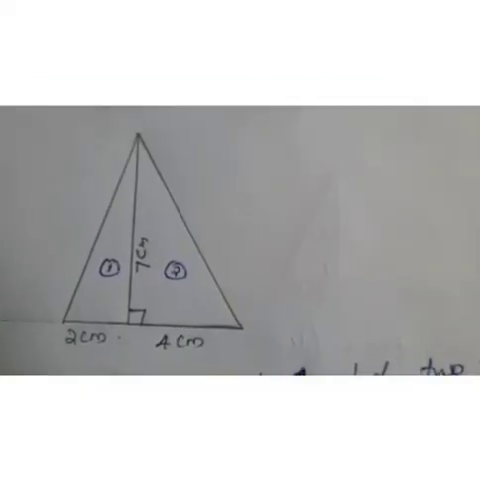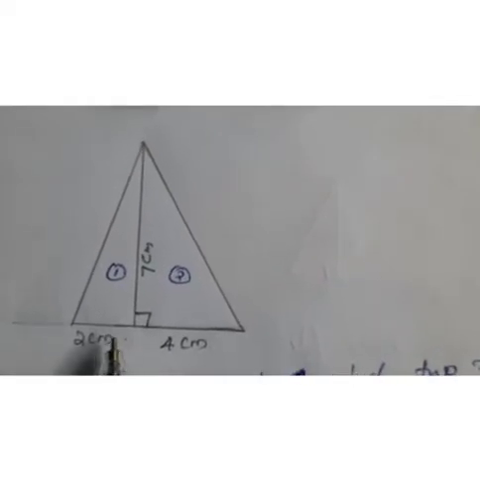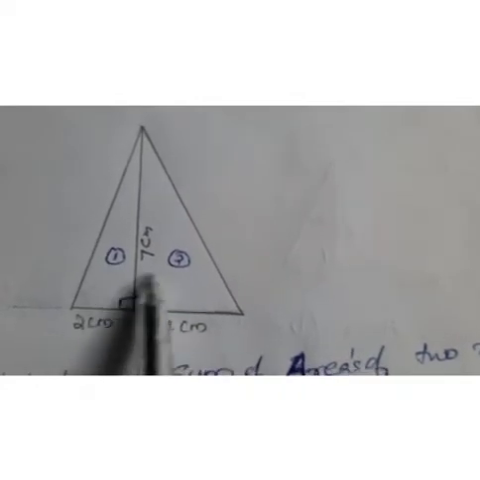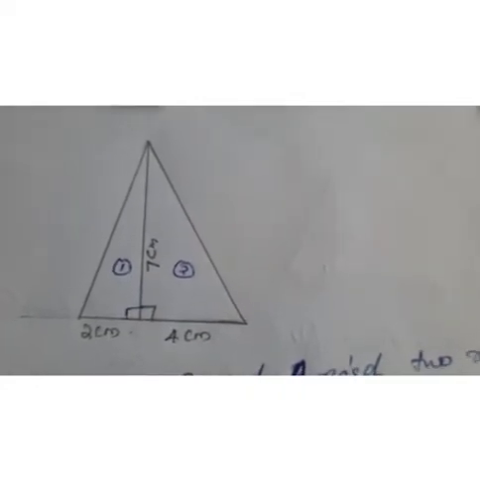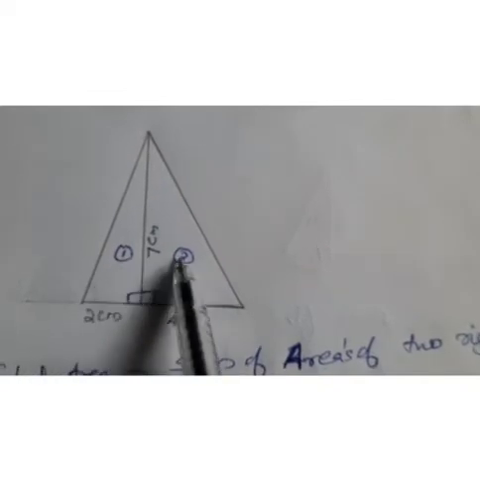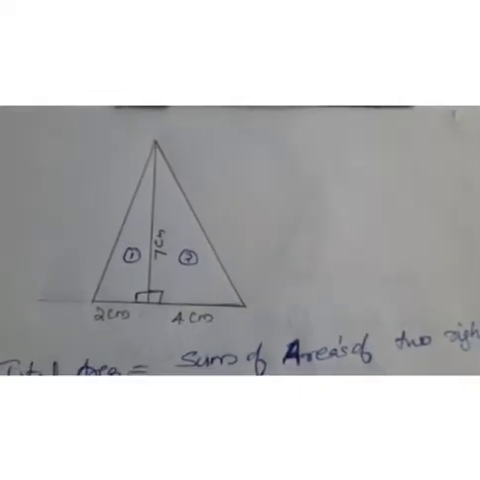Find the area of this triangle. Here you can see two right angle triangles. One is here, one is the other one. So for these two right angle triangles together you have to find out the area. So area of the first one and the area of the second one should be added. You will get the total area of the figure.